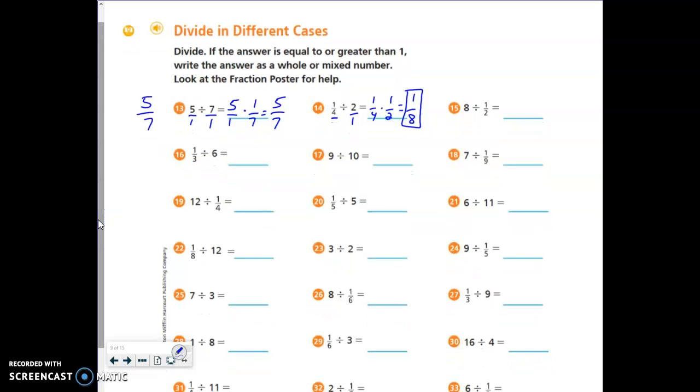All right. Problem number 15. Again, we've got our whole number in front. I technically don't need to put a 1 underneath it, and I'm not going to. I'm just going to show you that if I multiply by the opposite, what is the opposite of 1/2? That is 2 over 1, or the same thing as 2. So 8 times 2 in this case, or 2 over 1, is 16. Okay, so our answer for number 15 should be 16.